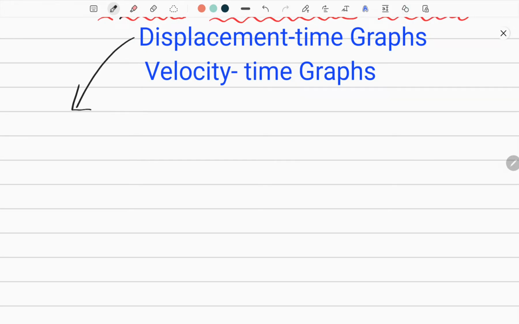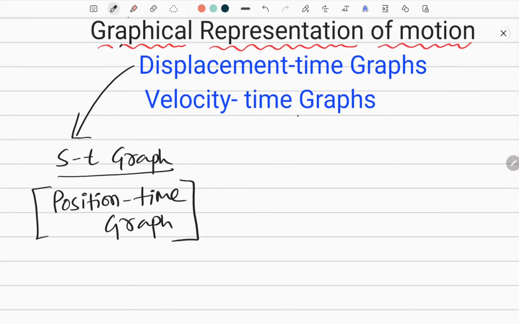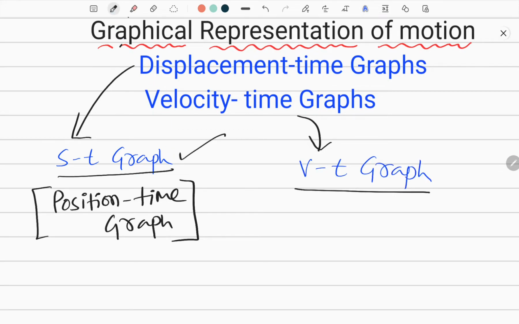The first graph we study is the displacement-time graph, also known as the s-t graph, because s means displacement and t means time. That's why it's the displacement-time graph. This is also known as the position-time graph. The next one is the velocity-time graph, also known as the v-t graph. V means velocity, t means time. We will be studying both these graphs, the s-t graph and the v-t graph. Let us choose the s-t graph first.